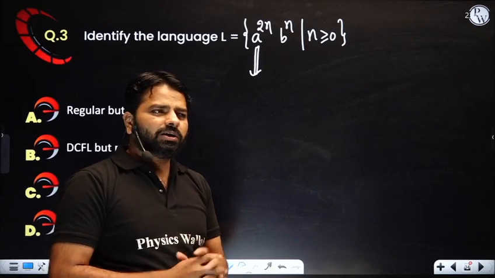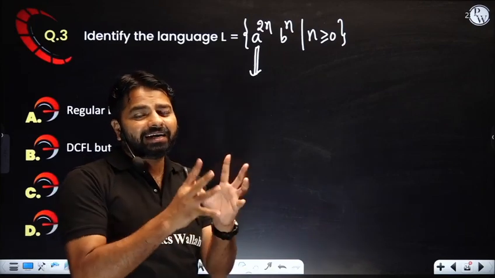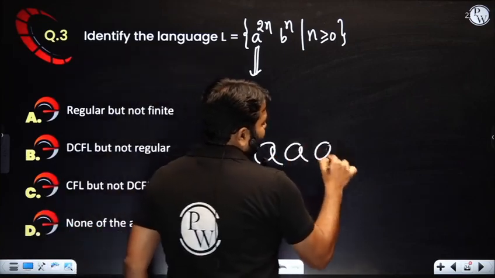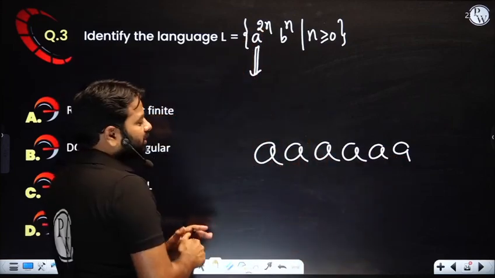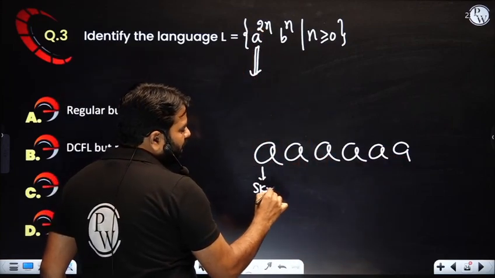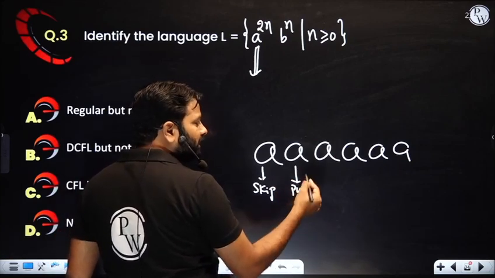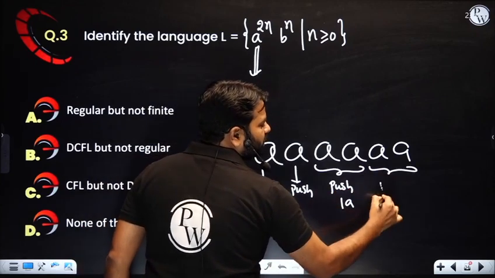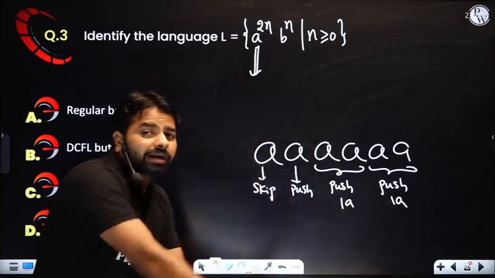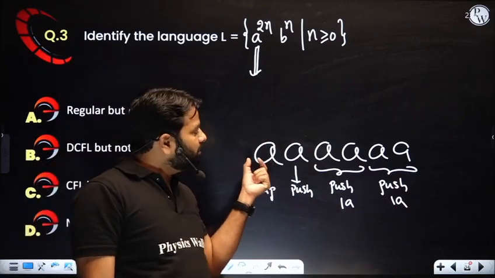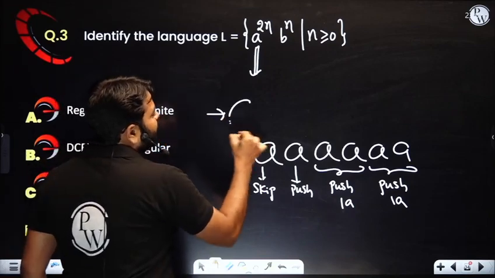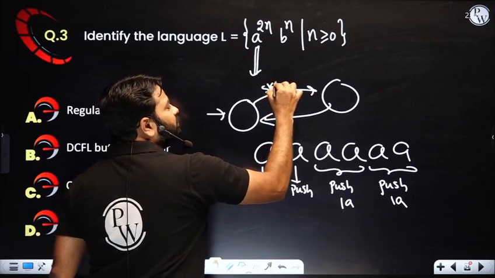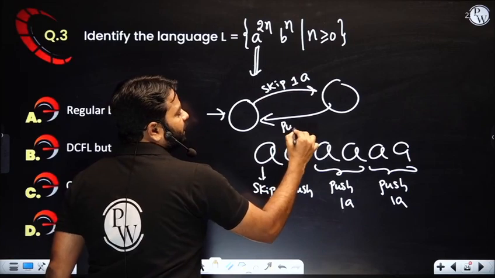But you may ask, how can I read 2 A's at a time? We never read that way. What we will do is, anyhow, an even number of A's only happens, right? The first A, you skip. The other A, you push. Repeat that. For every 2 A's, push 1 A. That doesn't mean you are reading 2 A's at a time. You are reading 1 A at a time, but logically you make a cycle. From your initial state, here you skip 1 A, and here you push 1 A. That's it.